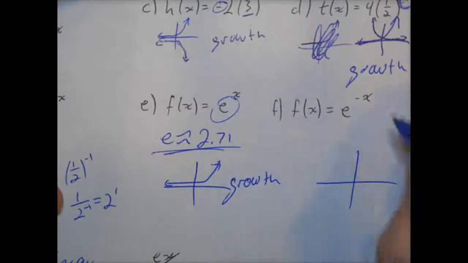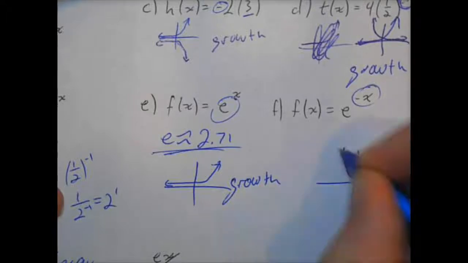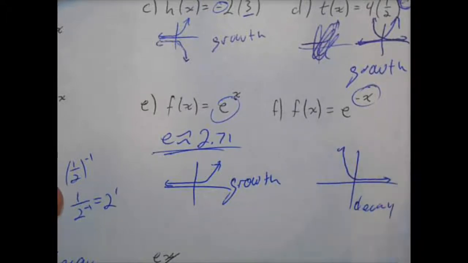E to the negative x. Again, when we have that negative in the exponent, it's going to make it go the opposite direction, so we would actually have a decay.